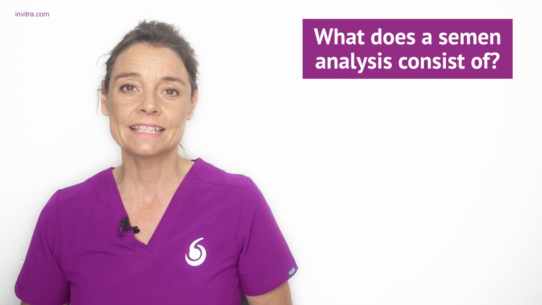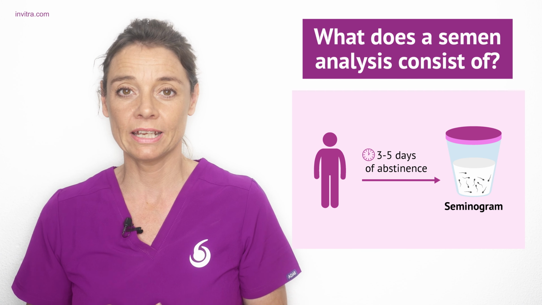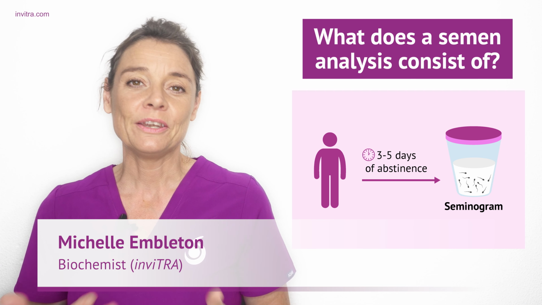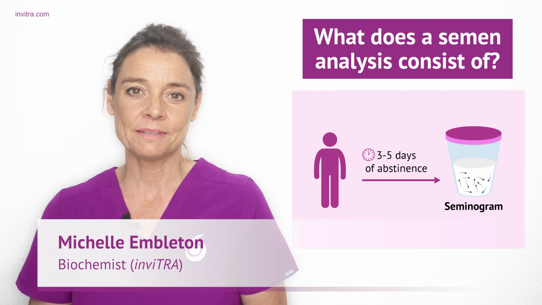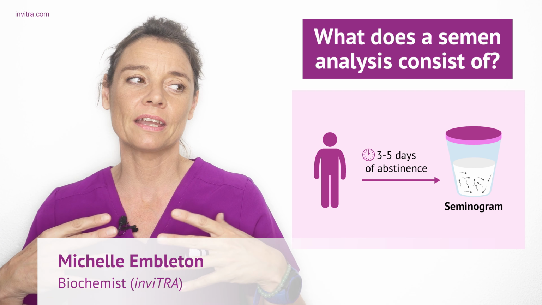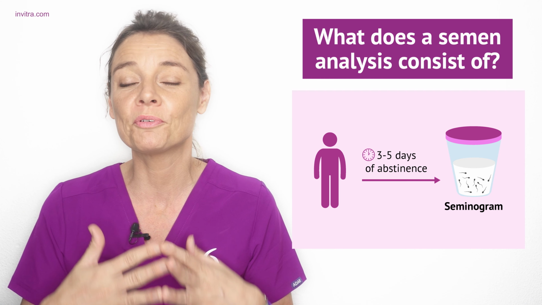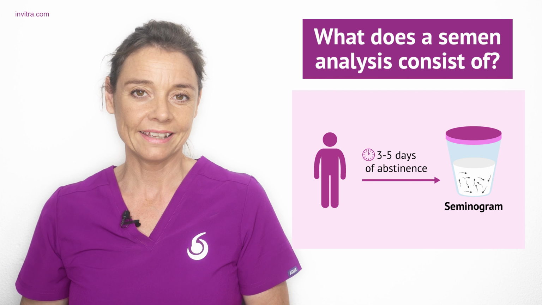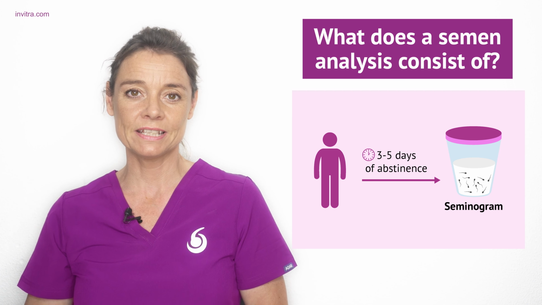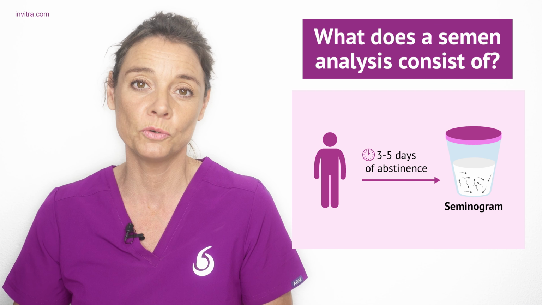A semen analysis, or a sperm analysis, or a spermogram, is often used to find out the cause of male infertility. In order for the semen analysis to be accurate, it is necessary that the man has a period of abstinence of 3 to 5 days before providing the sperm sample. The World Health Authority establishes the minimum values for a sperm sample to be considered normal.